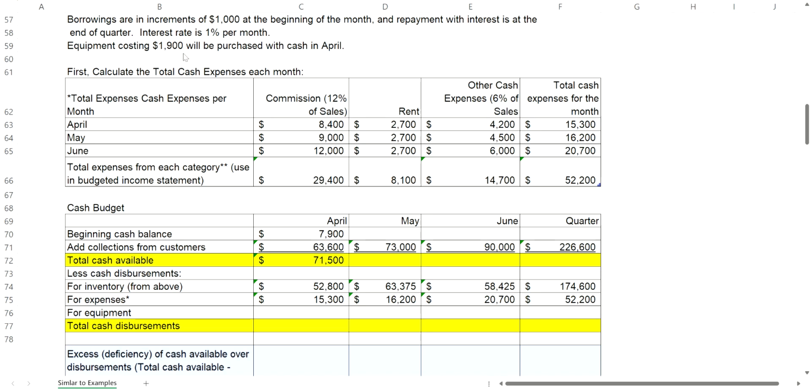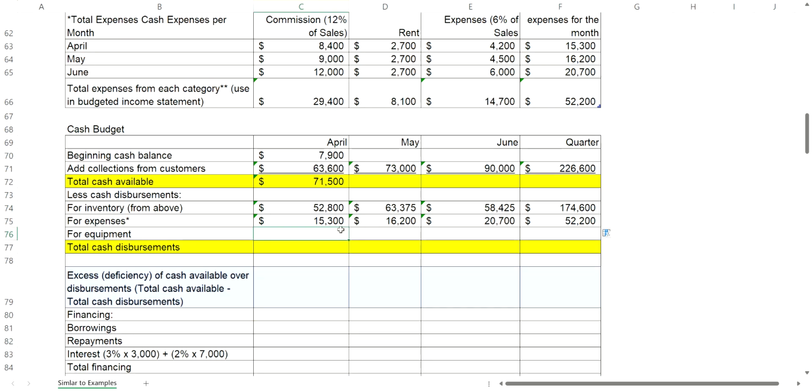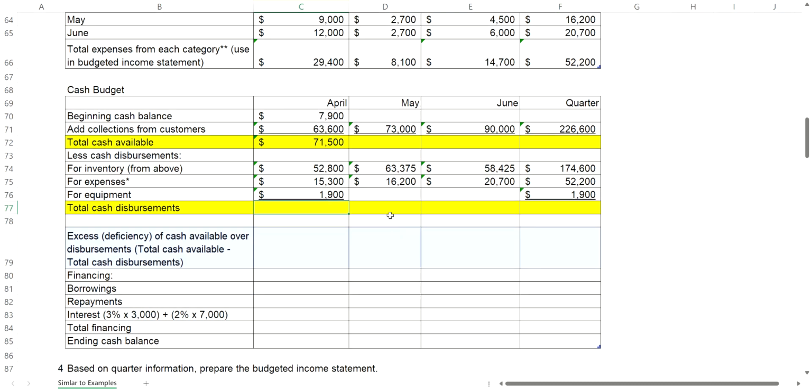Now for equipment, it did say just in April, we would buy $1,900 worth of equipment. Okay, therefore I'll bring 1,900 over to the total column. Okay, so now I want to add the last 3 rows for my total cash disbursements. So let's start with April. 70,000. Now I just have 2 for May and 2 numbers to add for June. Okay, I can go vertically or horizontally, and I get $228,700 for the quarter.